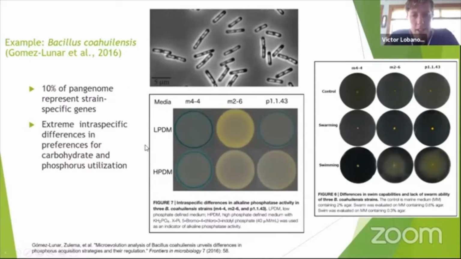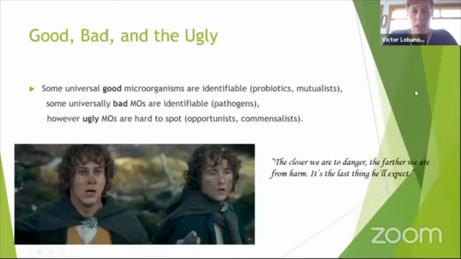And you can see this is kind of an example of what some of these research papers look like, where they will test a certain bacterial strain under different conditions to try to see what kind of phenotypes, so what types of genes they're expressing, and how that differs across different strains. And it's extreme, the kind of diversity that you get in terms of preferences for different types of carbon sources or other nutrients. So now I want to talk about the good, the bad, and the ugly.